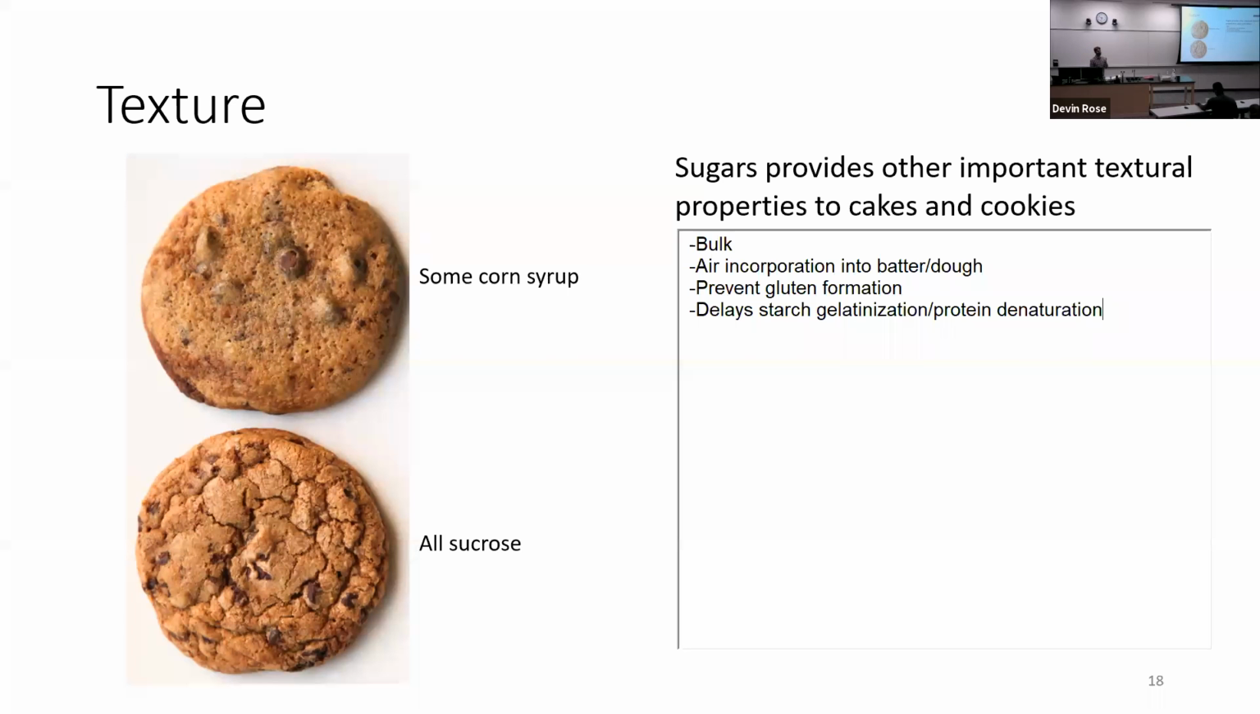So why is that important? It's going to allow that product viscosity to stay low so it can expand to its maximum expansion before the starch gelatinizes and the protein denatures, which is the point when the structure is set and it's not going to expand anymore. And so if it sets too early, then we're not going to get as much expansion as we normally could. And so sugar is going to help to delay that so that that expansion can be as much as possible.